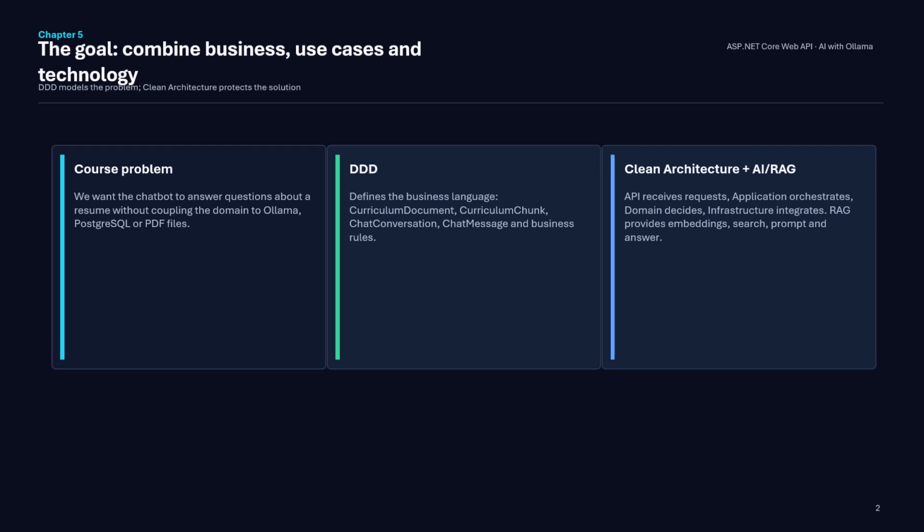This slide sets the objective. The course problem is not only calling an AI model. We want a chatbot that answers questions about a CV while keeping the domain independent from technical details such as Ollama, PostgreSQL, pgvector, or PDF parsing. DDD helps us name the concepts, and Clean Architecture tells us where each responsibility should live.